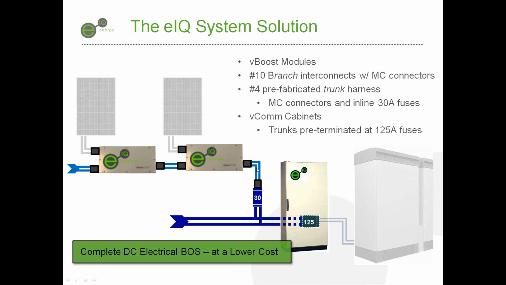And we're going to take these number 10s, we fuse them at 30 amps because the NEC says that the most that you can put on to a number 10 is a 30 amp fuse. And we bring that into this number 4 wire, which then comes into our VCOM unit, and that is then connected into the inverter.